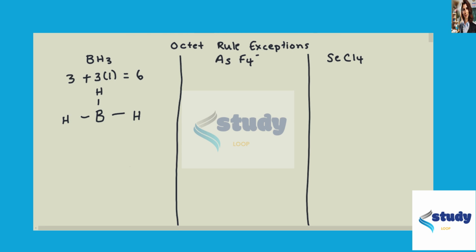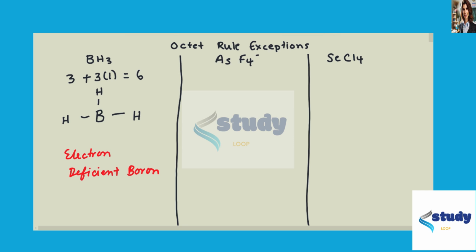The problem is that boron does not have a complete octet, and because of that, it is missing electrons, which means that boron is electron deficient. Electron deficient boron is what is causing this exception where boron does not have a complete octet.